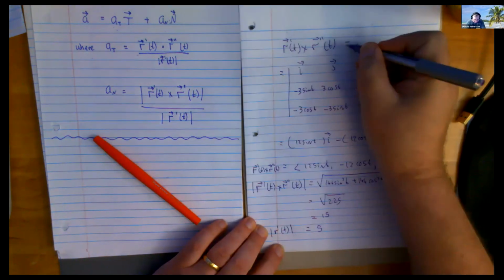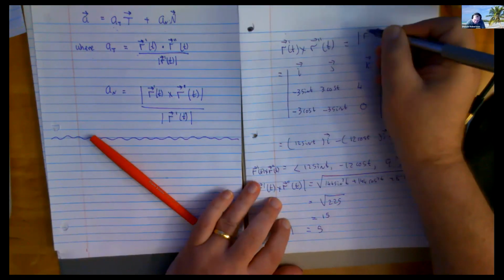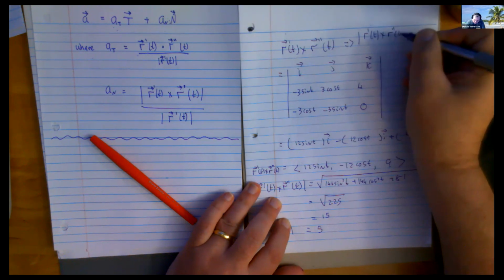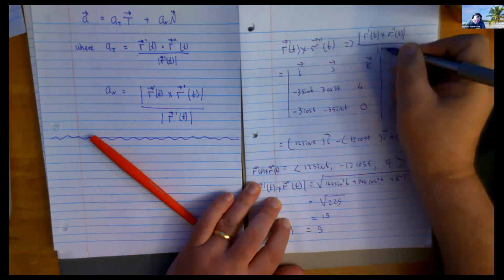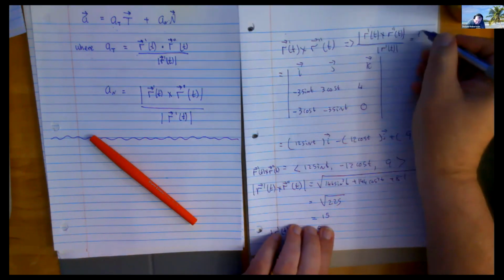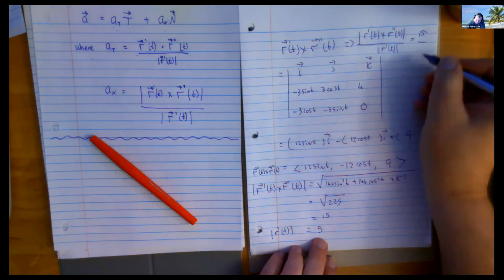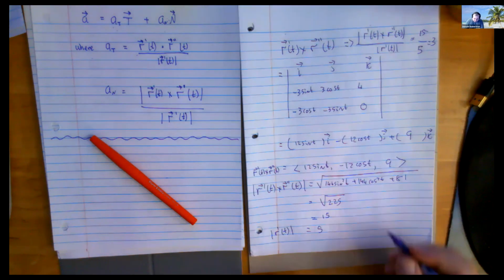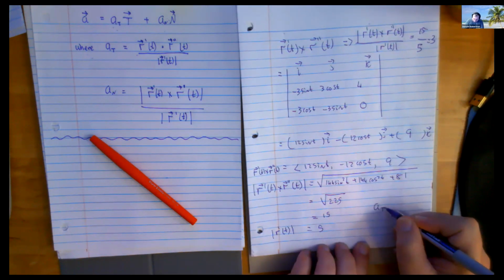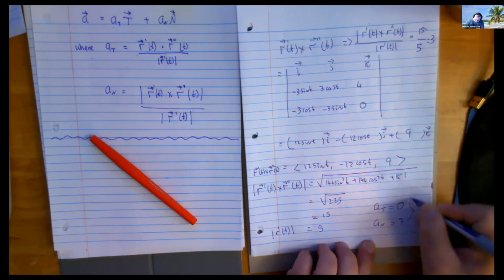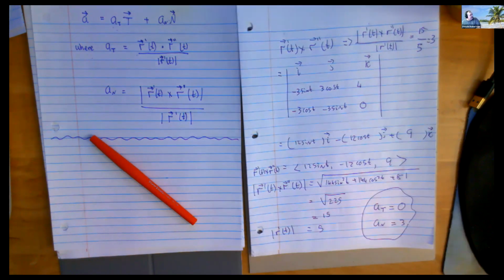So if you put the whole package together, the magnitude of the cross product divided by the magnitude of the first derivative, the cross product was 15, and that guy there was 5, so the answer is 3. So in this question, the tangential component was 0, and the normal component was 3. And that's the mechanics of what they want you to do.